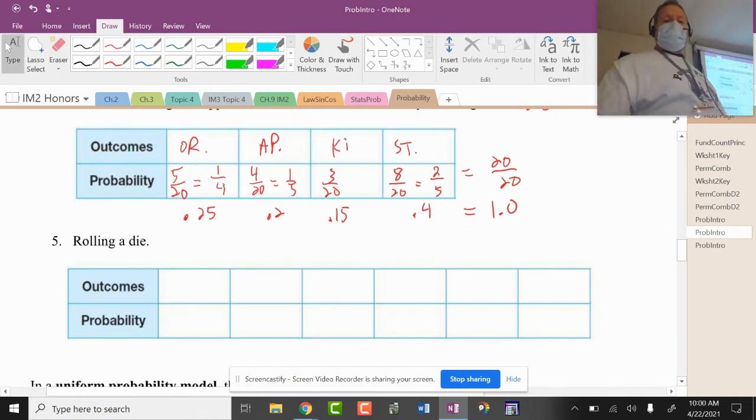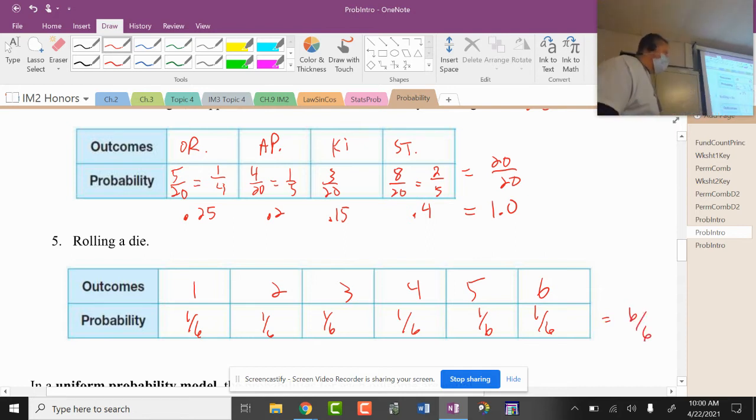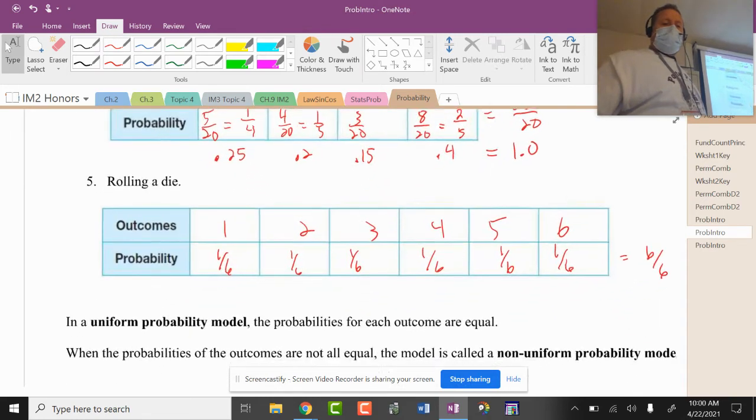And then rolling dice: 1, 2, 3, 4, 5, 6. This is just one die. These are all 1/6. Then, of course, if you add all these up, this is a 6/6 possibility. And I'm not going to turn those into decimals. You get it.